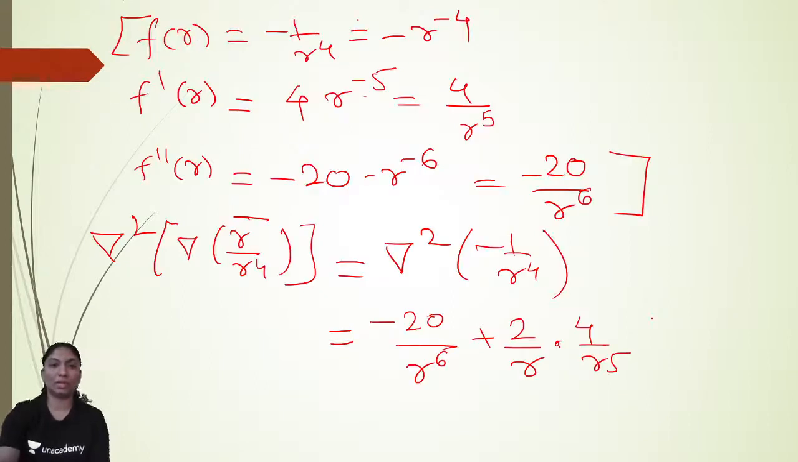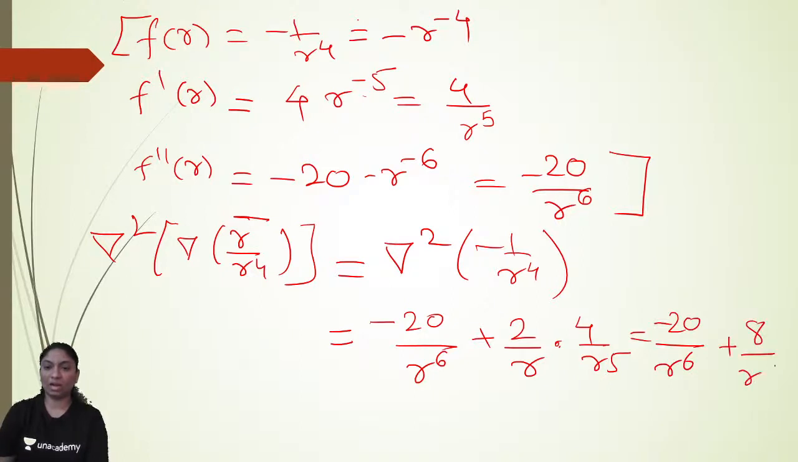तो ये क्या बन गया हमारा, -20 upon r raised to 6 plus 8 upon r raised to 6, r raised to 5 into r. तो -20 plus 8 तो बन गया -12. तो -12 upon r raised to 6, that's what we want.